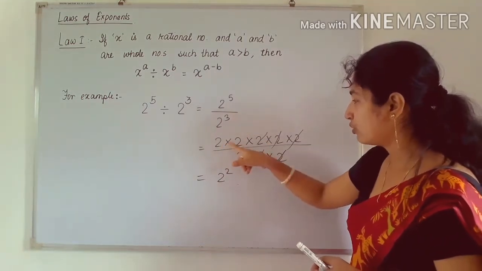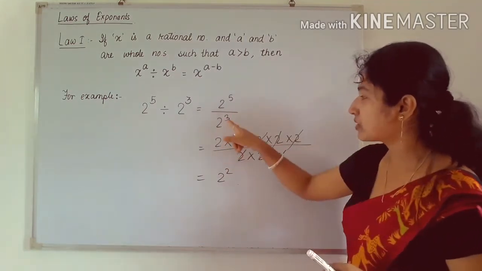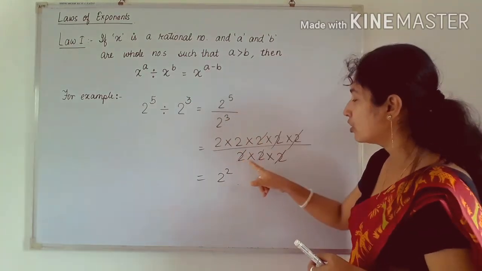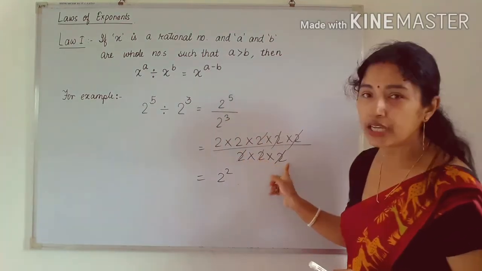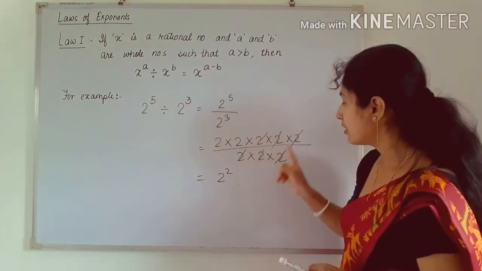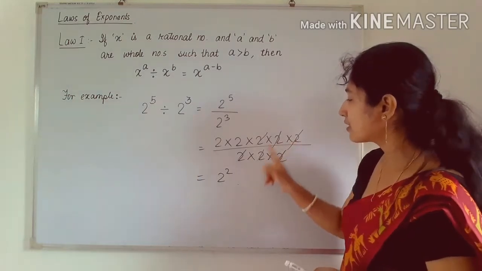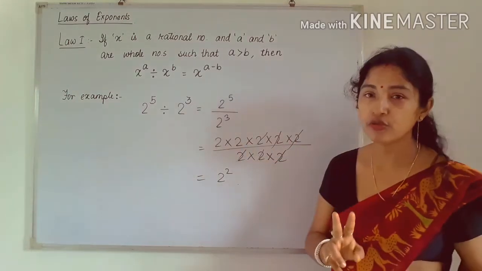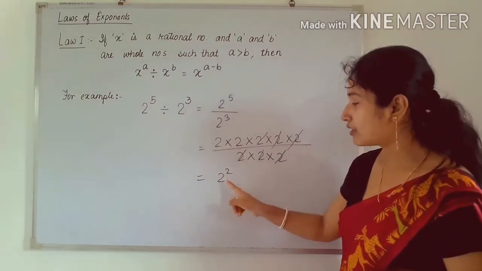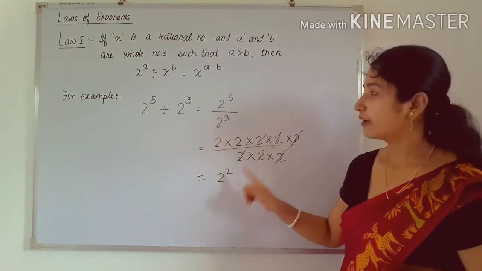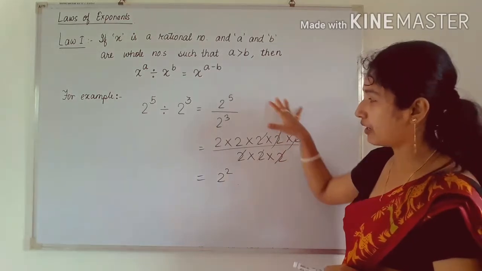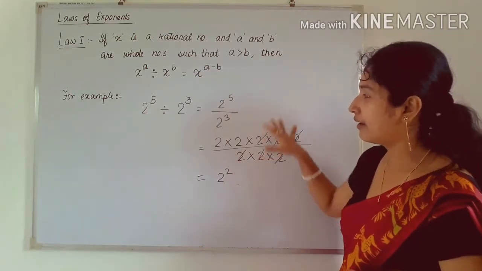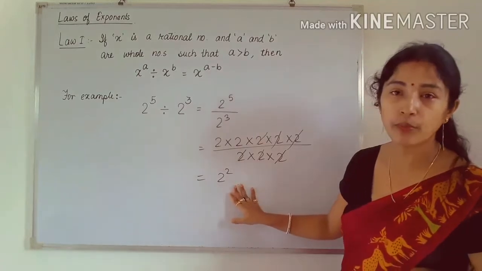Yes, 2 is multiplied with itself 5 times. Similarly, 2 cube can be written as 2 into 2 into 2. It is multiplied 3 times. So see, when the 2s get cancelled, only two 2's will remain. So we can write it as 2 to the power 2. This way, I am expanding here and I am getting the answer as 2 to the power 2.